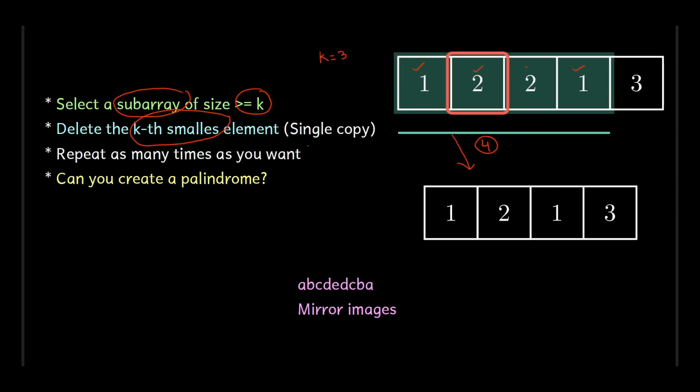So you are allowed to do this operation as many times as you want, but you have to make sure that each time you are selecting a window of size at least k and you are only deleting the kth smallest element. You have to find out whether doing this operation any number of times can result in an array which is a palindrome. So how do you solve this problem?